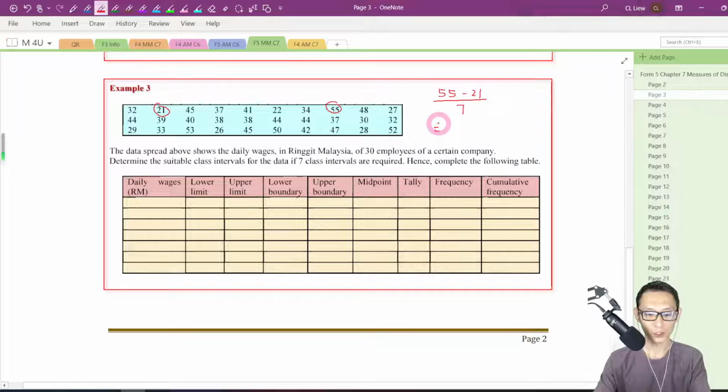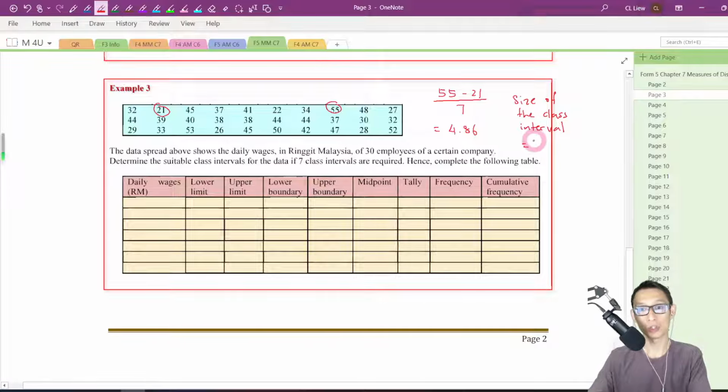55 minus 21 then divided by 7, you will get 4 point something. Let me just round it off to 2 decimal places, 4.86. Okay, the size of the class interval that I'm going to use here will be 5. Since the smallest value is 21, I'm going to start with 21.